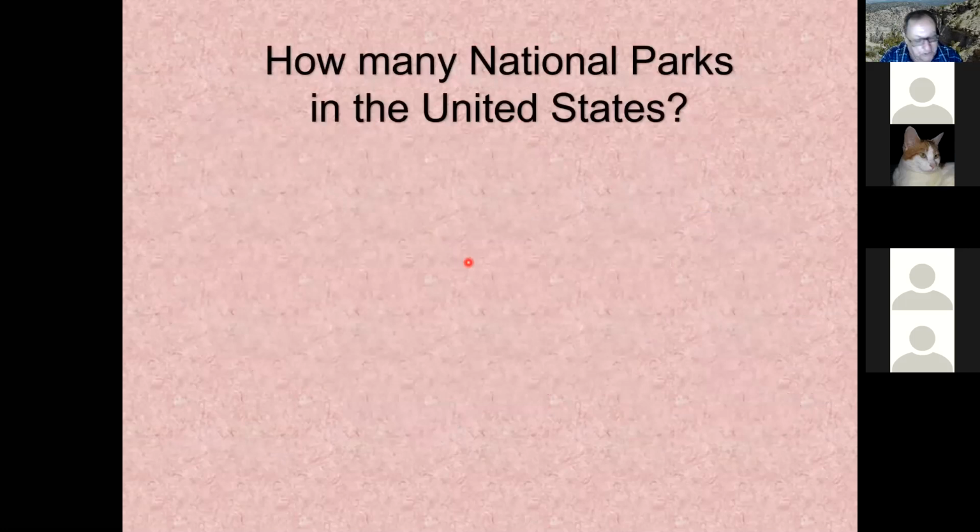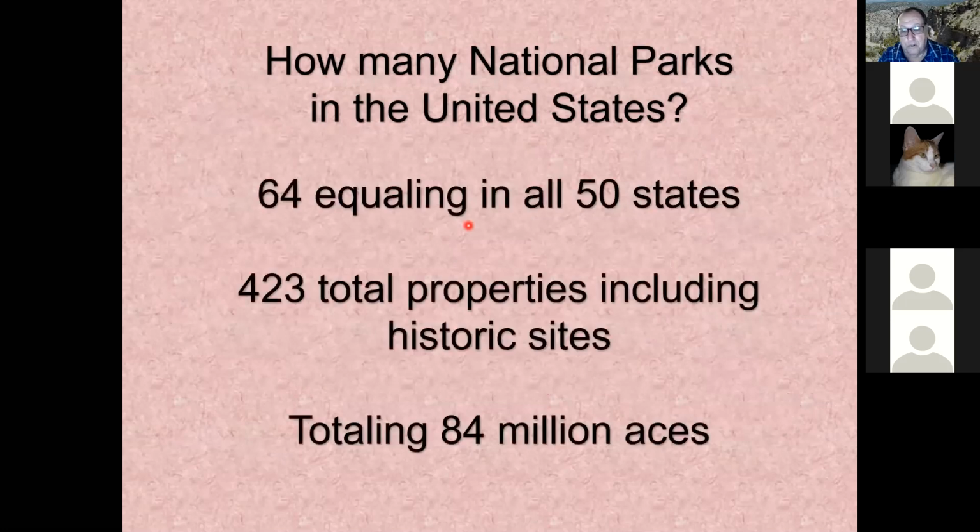So how many national parks are in the United States? Anybody really know that answer? Depends how you look at it. You can divide it in a couple of different ways. For example, there's 64 national parks that actually have the name national park behind it. And believe it or not, there's a national park in all 50 states, plus our territories.